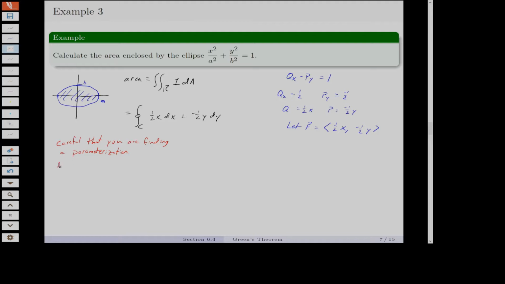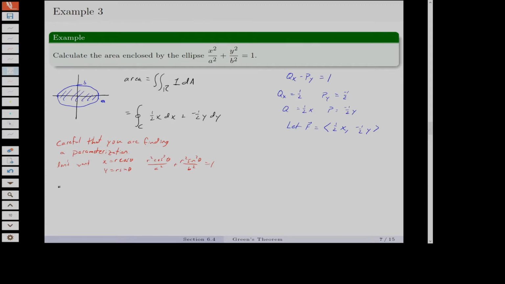So we don't want like x equals r cosine theta, y equals r sine theta, and then x squared over a squared plus y squared over b squared equals 1 becomes like an r squared cosine squared theta plus r squared sine squared theta. Okay, it's not that this is incorrect, but it's not finding what we want.